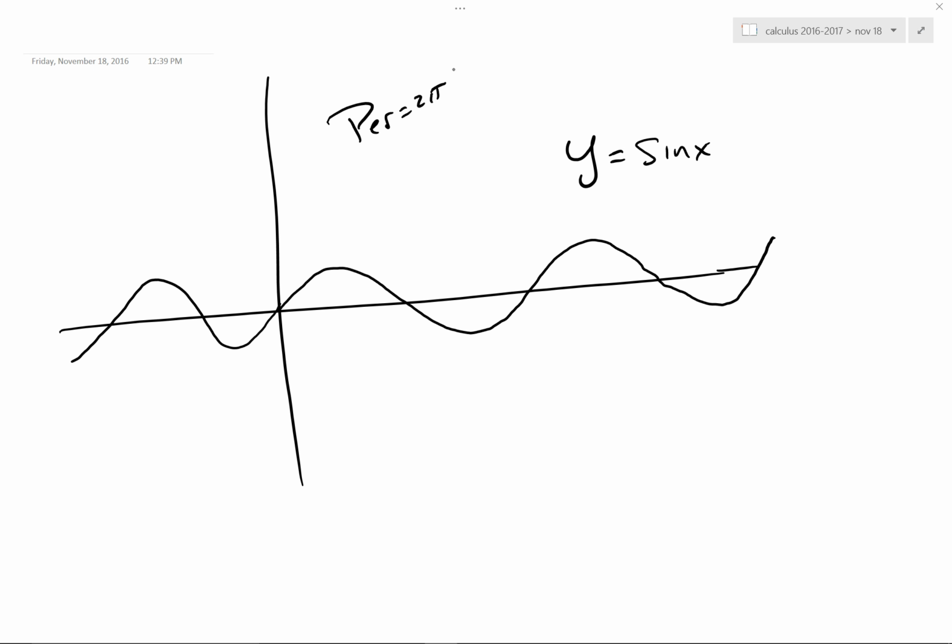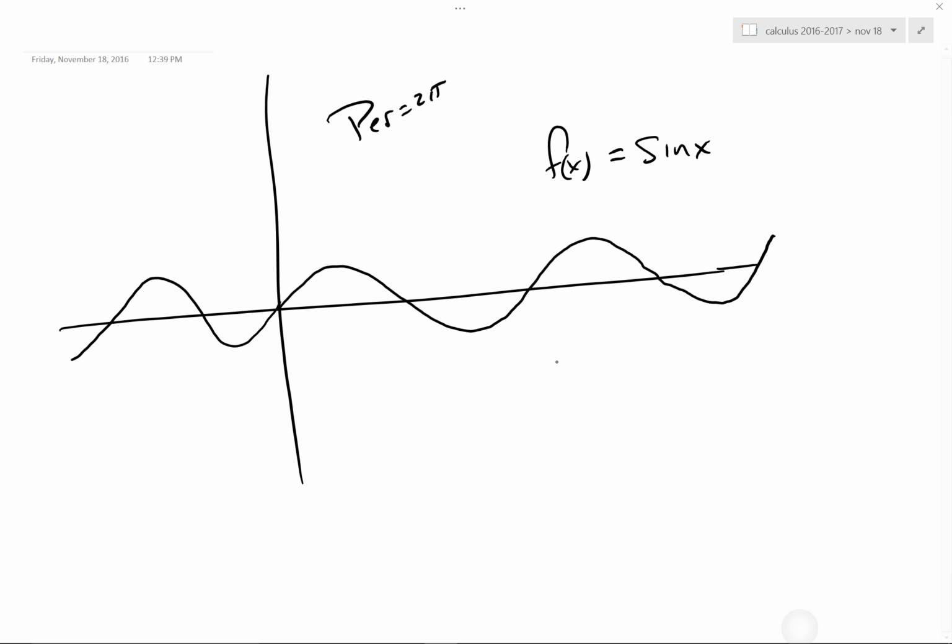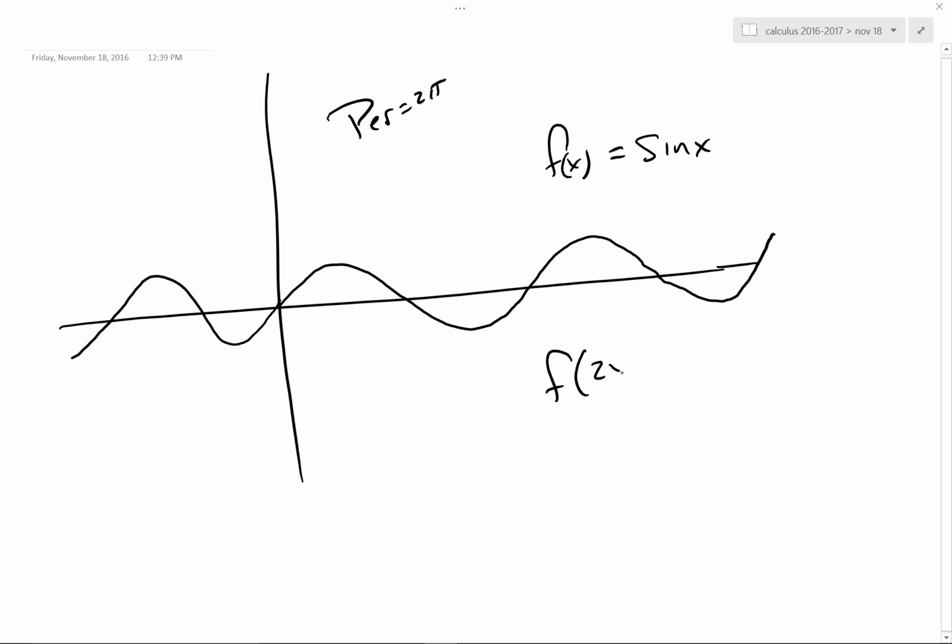Now, Lil, what if, Mr. Groom, I want to write this f of x. I hope that doesn't bother you. Lil, what if I said to you, what is f of 2x? Well, first thing Lil would say is, well, that's just the sine of 2x, Mr. Groom. And I said, okay, sure. Good job. You're not wrong.